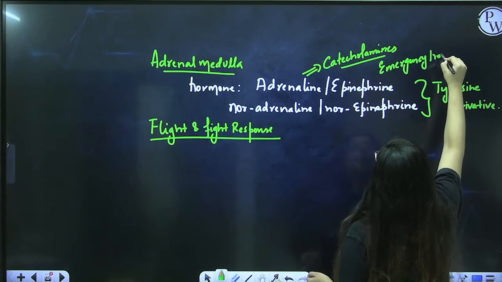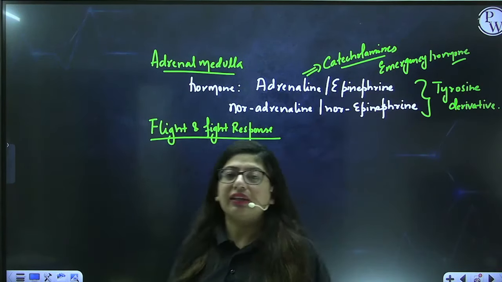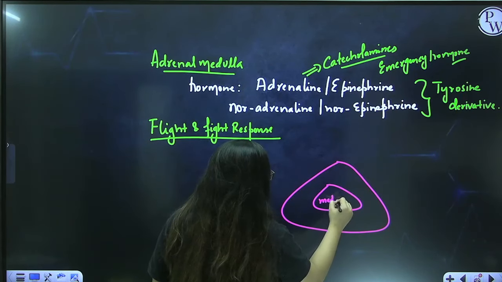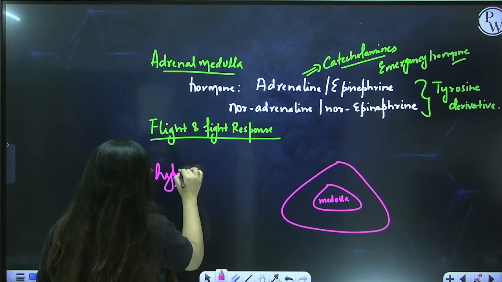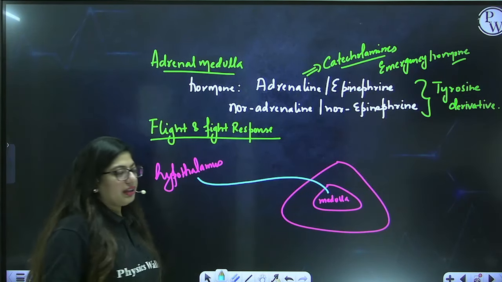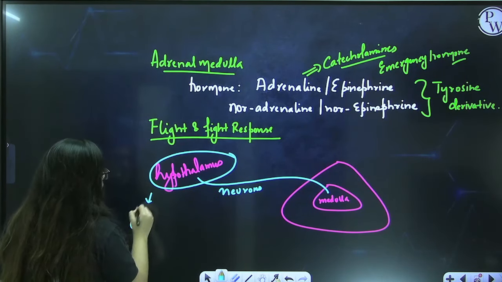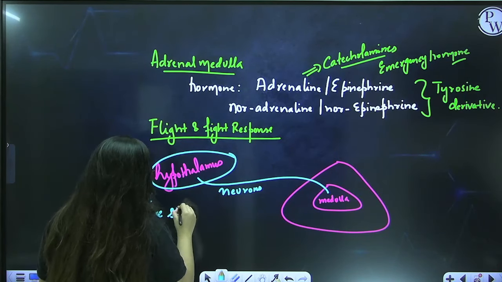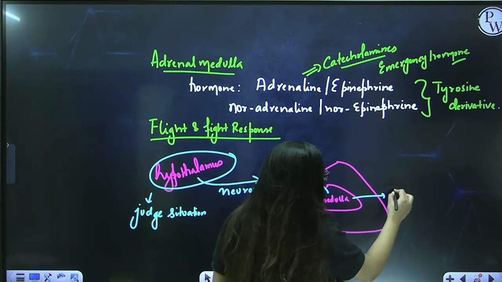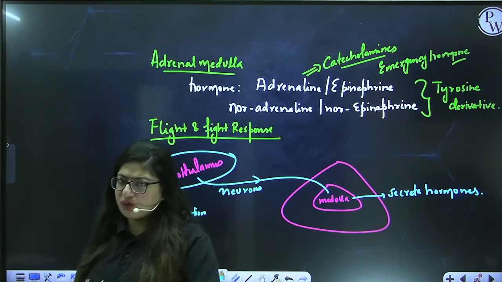Now, what happens when you have a mad dog behind you and you are running? How are these adrenaline hormones secreted? For example, this is your adrenal gland and this is your adrenal medulla. And this is the hypothalamus. The medulla is under the neuronal control of the hypothalamus. These are neurons. Now, the hypothalamus will judge the situation. For example, the hypothalamus has judged that this is an emergency situation and it will send the impulse via neuron to the medulla, and the medulla will secrete hormones. Why is this hormone secreted? For that, we need to know the functions.